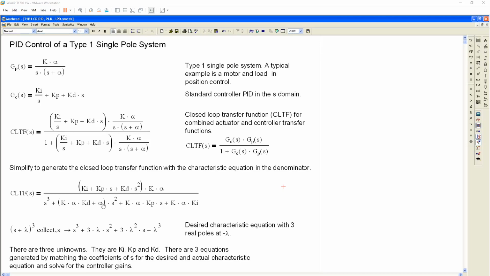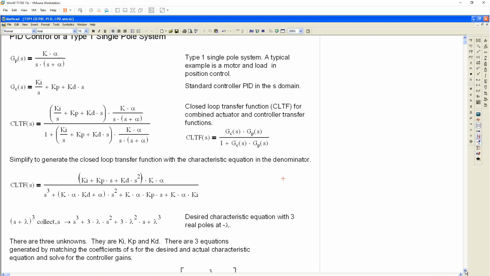The denominator is called the characteristic equation. That usually determines whether or not you're going to overshoot or oscillate, or how the system's going to vibrate. The numerator has the zeros. So if you have the roots of this, that's the zeros. If you have the roots of the denominator, that's the poles.